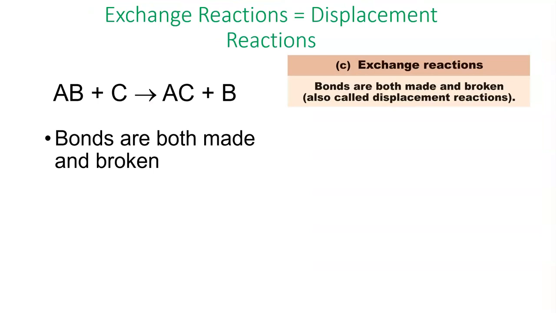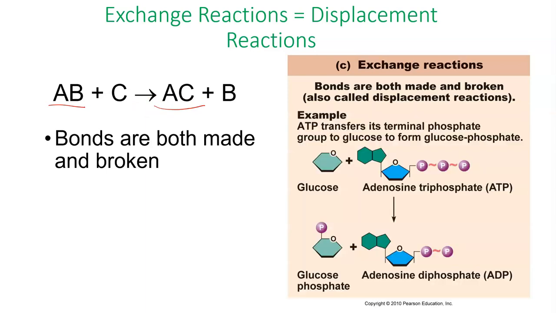And then finally, we have the exchange reactions, which can also be called displacement reactions, but we basically are exchanging one bond and forming another one. So A and B have a bond, but I don't know, A sees C and says, yep, okay, bye B, I'm going to join C. All right? And so the bonds are made and broken. And so that's why it can also be called a displacement reaction.